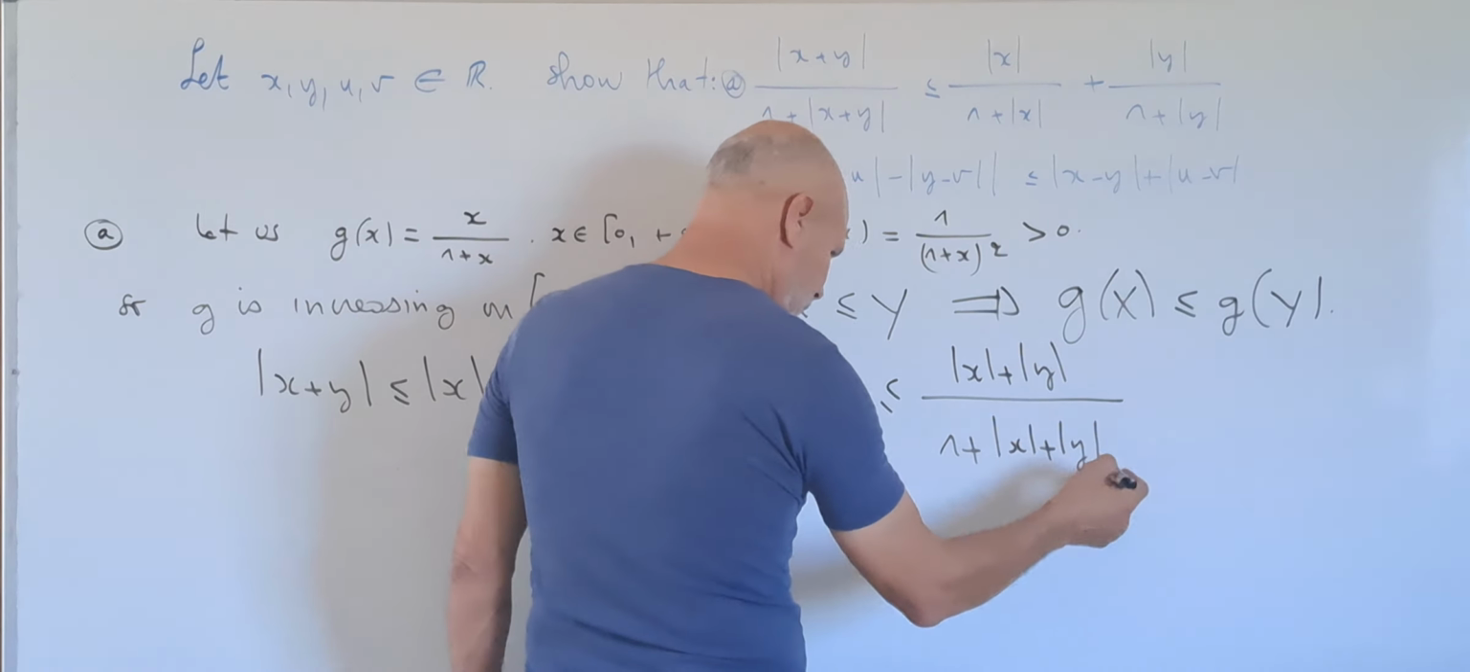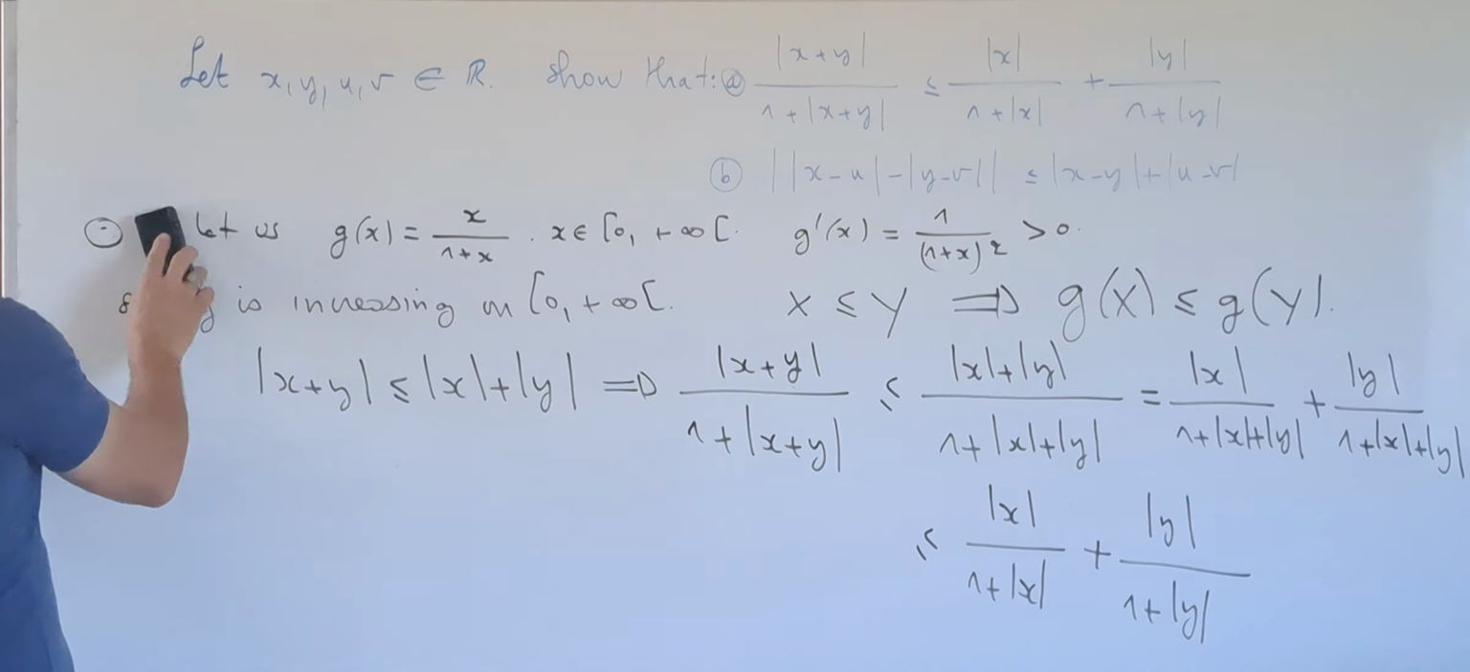If we take y equal to 0 in the denominator, we get the absolute value of x over 1 plus the absolute value of x. This is the greatest value of this relation. Plus, from the other side, we get the absolute value of y over 1 plus the absolute value of y, with the same technique. This gives us, in a very short, quick and nice way, the proof of this basic inequality.